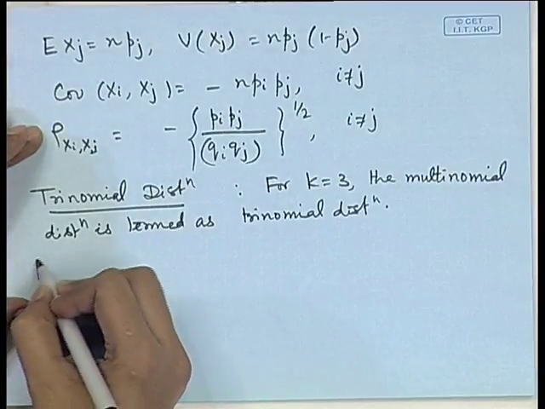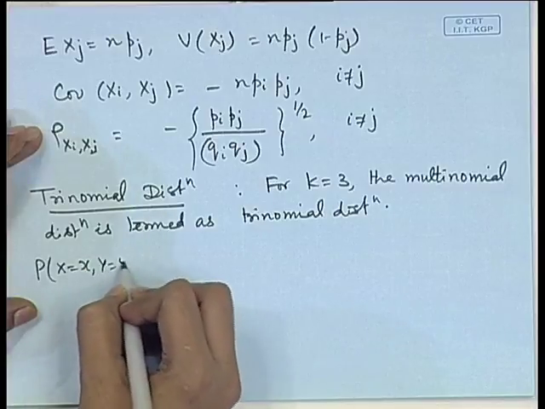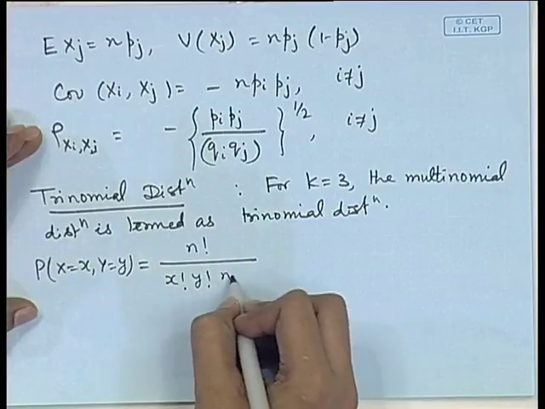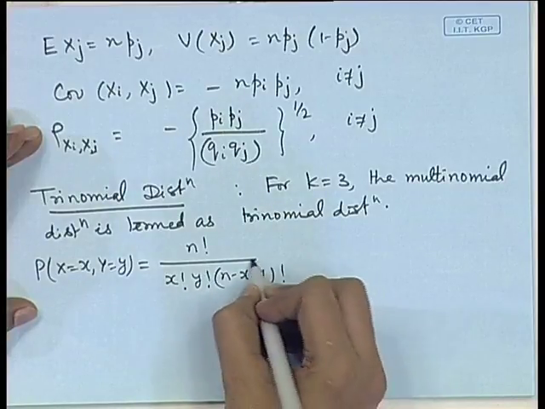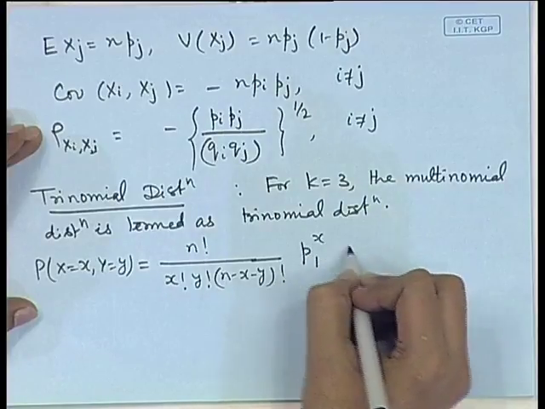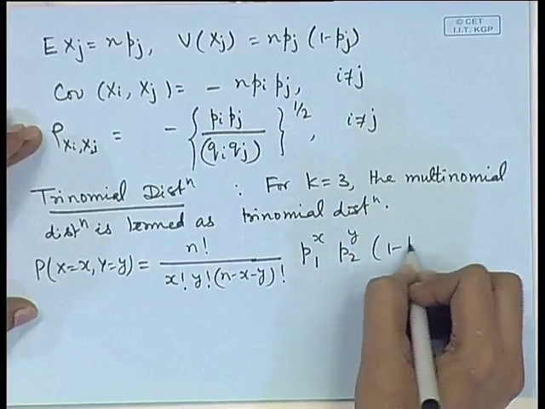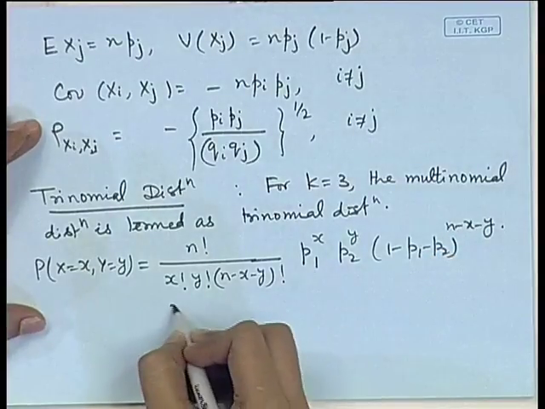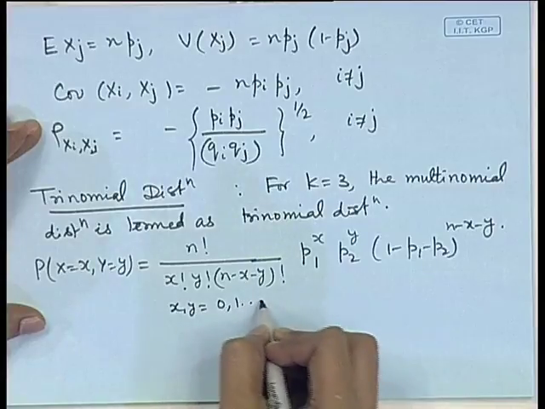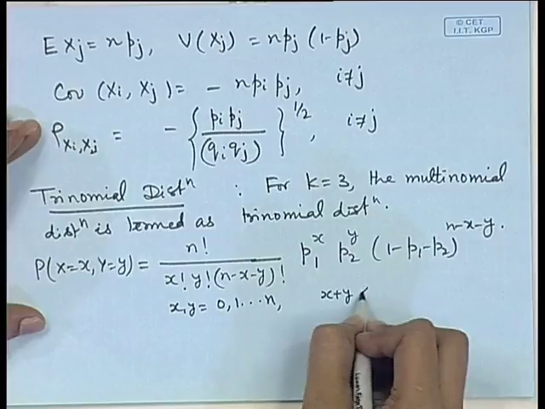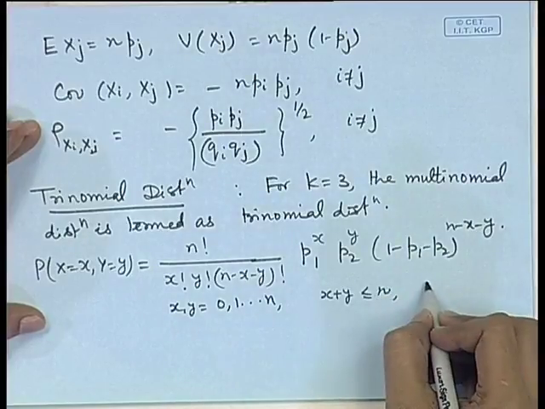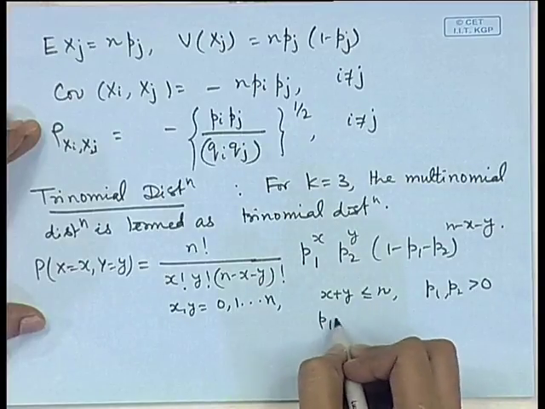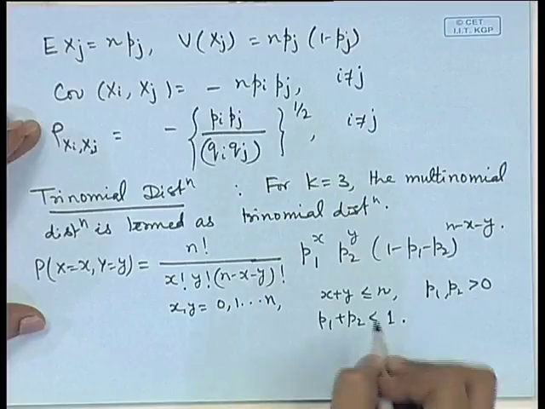So, if I say trinomial distribution, we can write the probability mass function as n factorial divided by x factorial y factorial (n minus x minus y) factorial, times p 1 to the power x, p 2 to the power y, (1 minus p 1 minus p 2) to the power n minus x minus y. Here x and y can take values 0, 1 to n, subject to the condition that x plus y is less than or equal to n, and of course p 1, p 2 are greater than 0, subject to the condition that p 1 plus p 2 is less than or equal to 1.